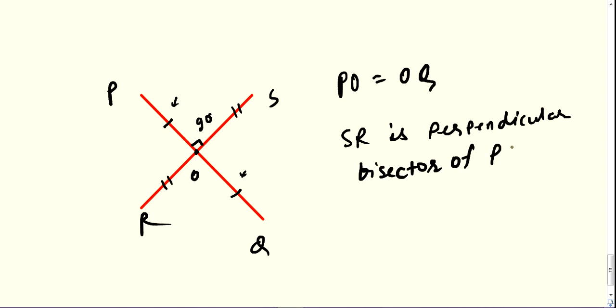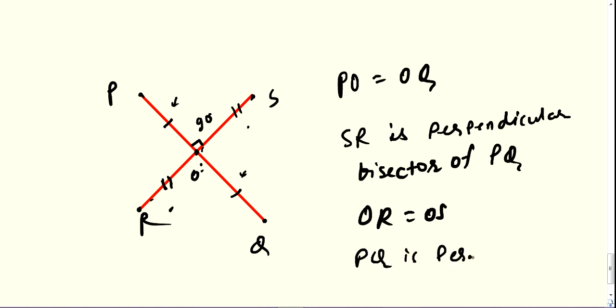of PQ. Similarly, we have OR equals OS. If OR equals OS, that means line RS is divided by line PQ into two equal parts. So PQ is the perpendicular bisector of RS or SR. So like this you have to write.